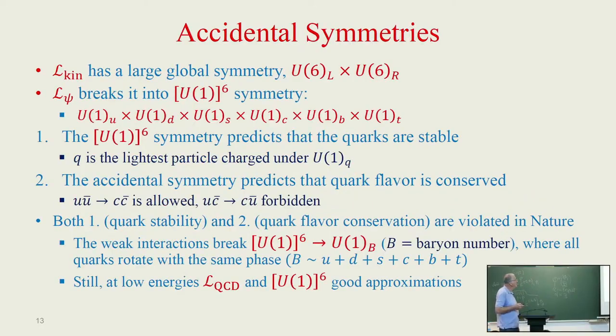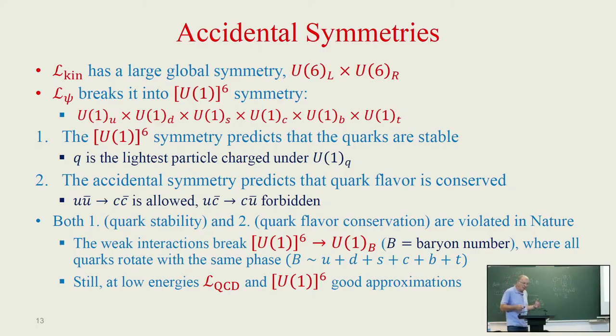Accidental symmetries. The kinetic terms usually have a very large symmetry in them. And the accidental symmetries, it's a point I didn't mention, are always a subgroup of the group of the kinetic terms. And so here, the quark mass terms break this large symmetry of the kinetic terms into a U1 to the 6th symmetry.